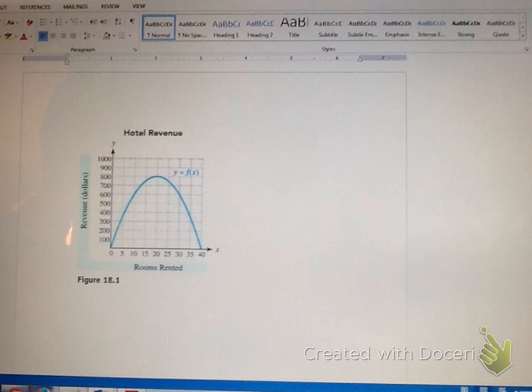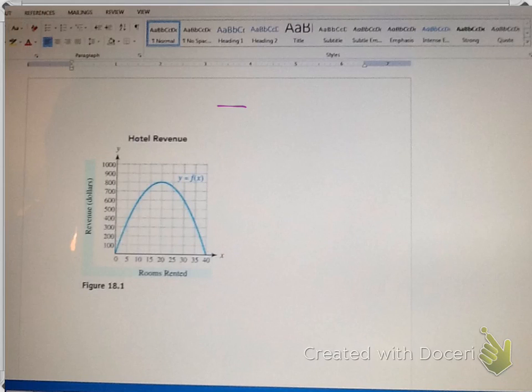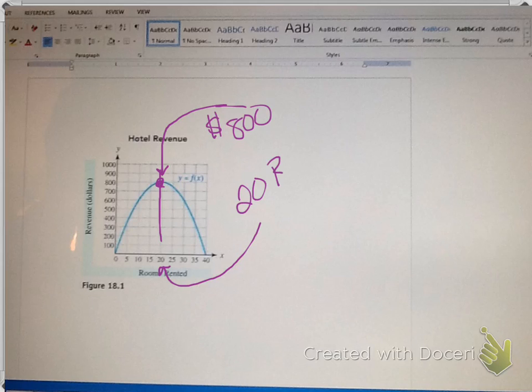The next question they ask is, what is the maximum revenue? Well, the maximum revenue is, you can see, the maximum revenue is right here at the vertex. So the maximum revenue is $800. So the most they're making is $800. And they'll say, how many rooms should be rented to receive the maximum revenue? They're testing to see if you know what the X and Y means. Well, down here, the X is rooms, and so you can see that at that point, 20 rooms, at 20 rooms, they will receive $800, and then it starts decreasing.